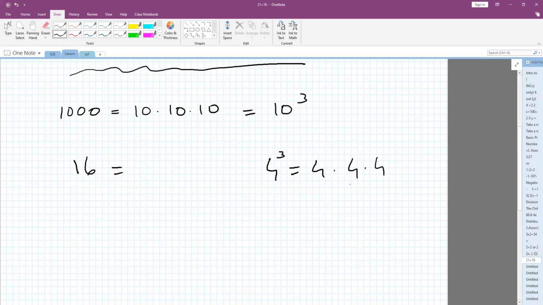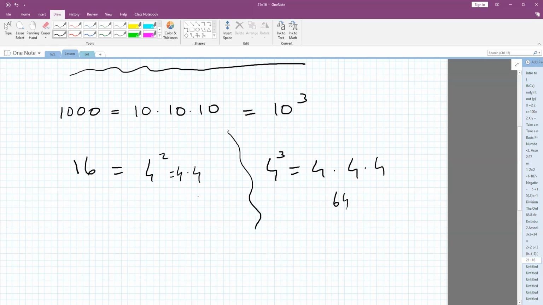And that gives you what? We have done this before. 64. Yes, it was 64. Now, what do you think with 16? 4 to the power of what? 4 to the power of 2. Yeah, 4 to the power of 2, that's correct, because 4 to the power of 2 is simply 4 times 4.